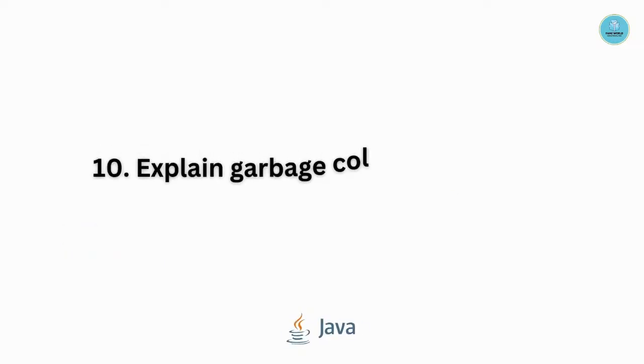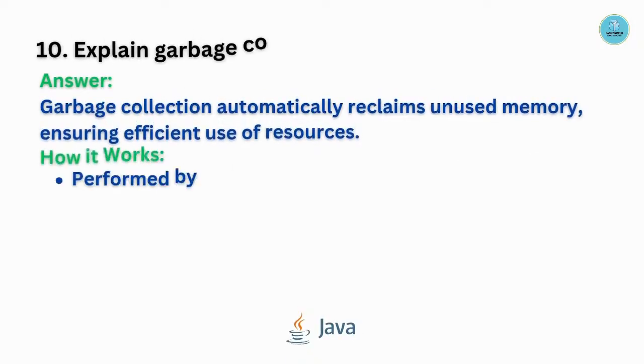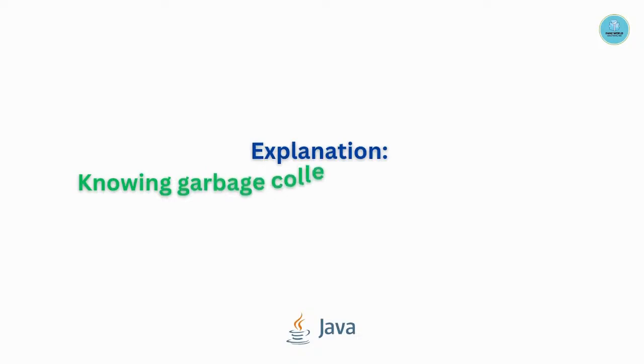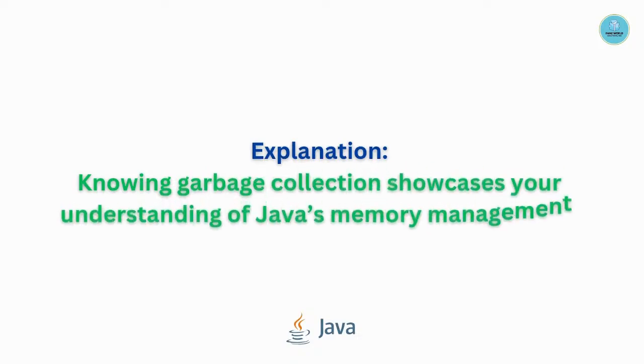Question number 10. Explain garbage collection in Java. Garbage collection automatically reclaims unused memory, ensuring efficient use of resources. How does it work? It is performed by the JVM and uses algorithms like mark and sweep and generational GC. The methods to request GC are the System.gc method and the Runtime.getRuntime().gc method. Knowing garbage collection showcases your understanding of Java's memory management.